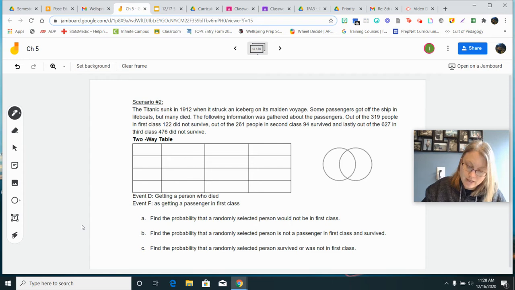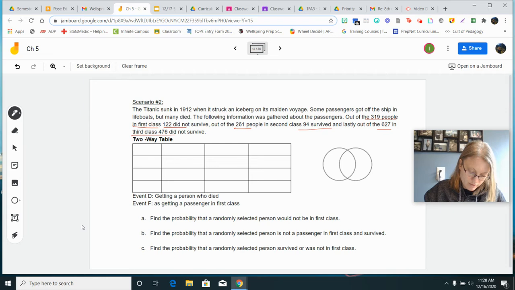Out of the 319 people in first class, 122 did not survive. Out of the 261 people in second class, 94 survived. And out of the 627 in third class, we have 476 that did not survive.